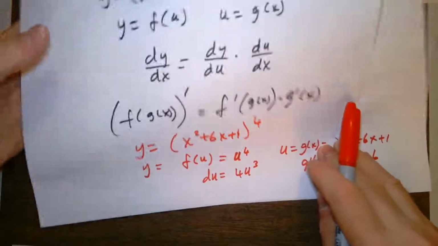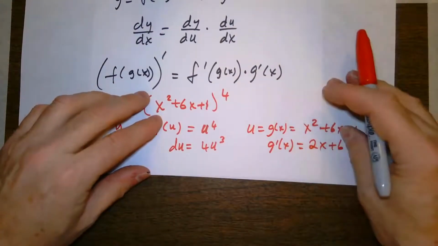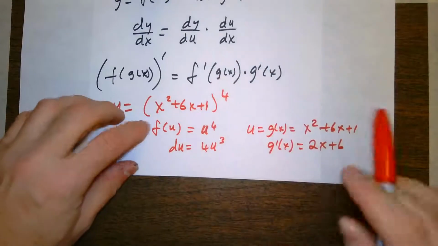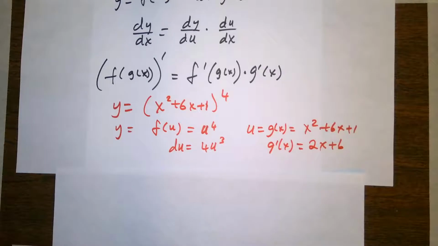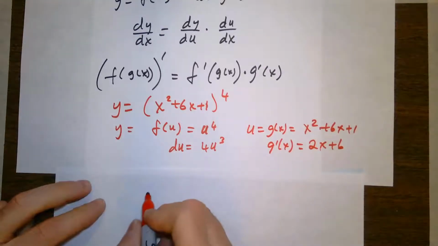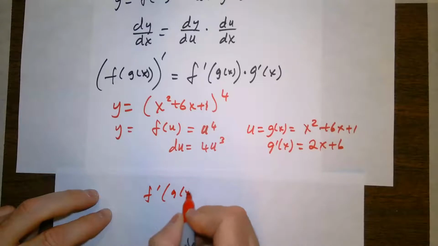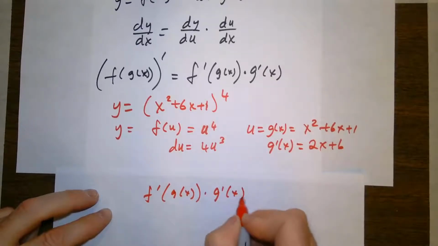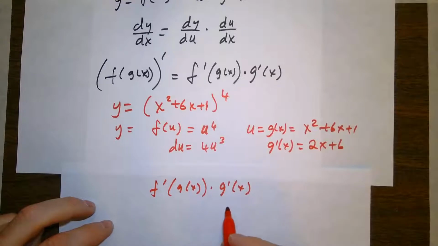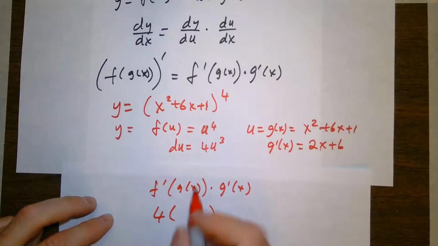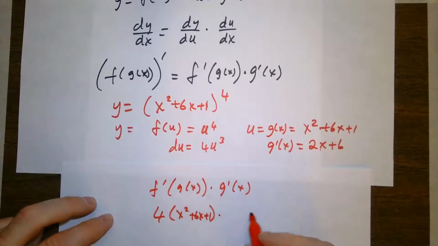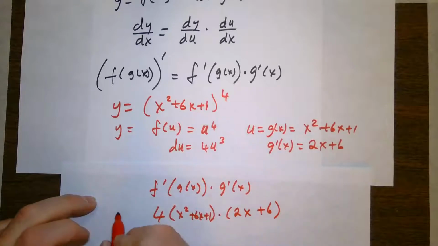If I put this all together using our formula from up here, think about it as f prime of g of x times g prime of x, my outside and my inside functions. Then this is going to become 4 times the inside function, which is x squared plus 6x plus 1, times the derivative of the inside function, which is 2x plus 6. There's my y prime.